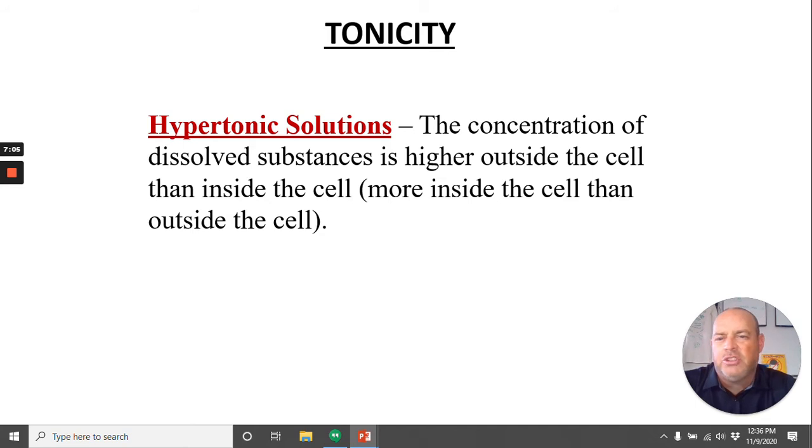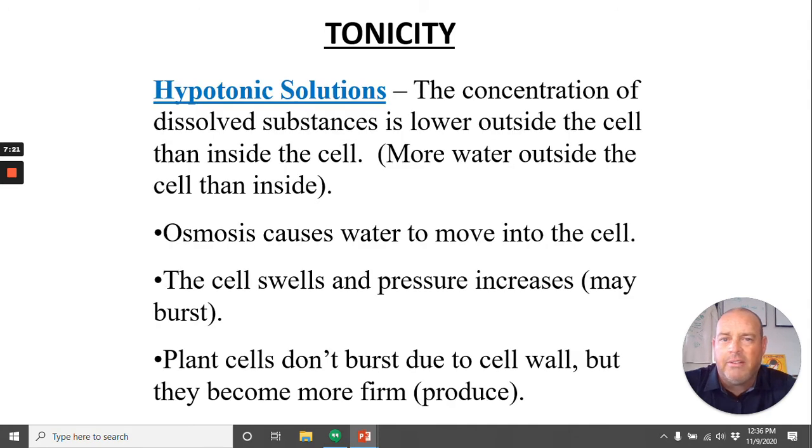So I'll have some pictures here in a minute of these solutions, but for now we'll just talk about them. The concentration of dissolved substances is higher on the outside than inside the cell, and so then there would be more water on the inside of the cell than on the outside of the cell, and this is hypertonic. If I back up real quick, I forgot to tell you one little way to remember hypotonic. That's hypo-hippo. Okay, hypotonic solutions, and the cell is going to swell like a hippo because water goes in, the cell swells up like a hippo.